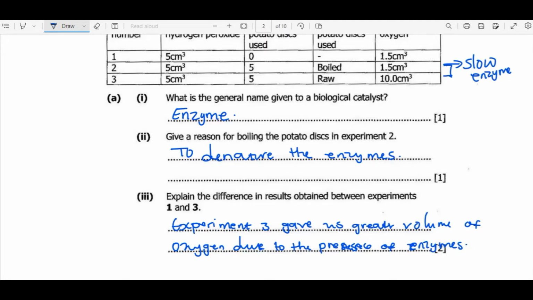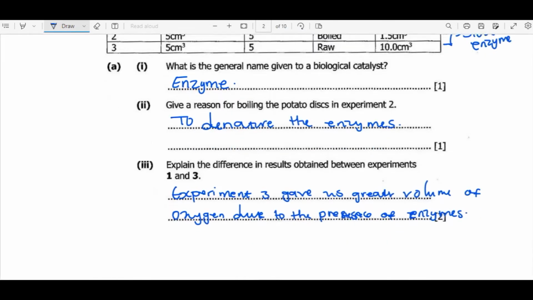So the reason, or maybe reasons, behind using the potato disc for some of these experiments was that we know that there should be enzymes inside. So we just want to compare what happens in a case where enzymes are used and in a case where enzymes are not used. Where the enzymes are used, we can tell from the results that the experiment gave us a greater volume of oxygen.